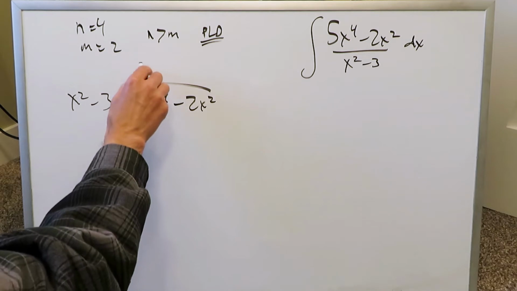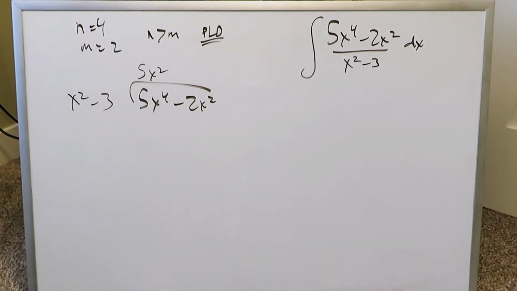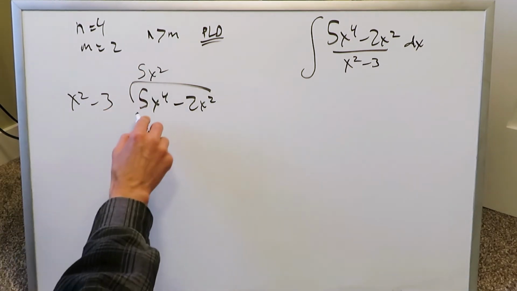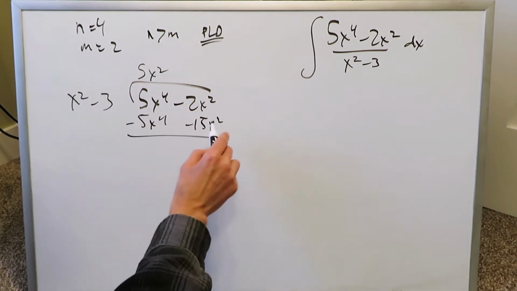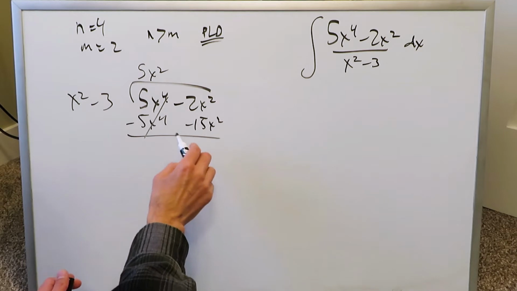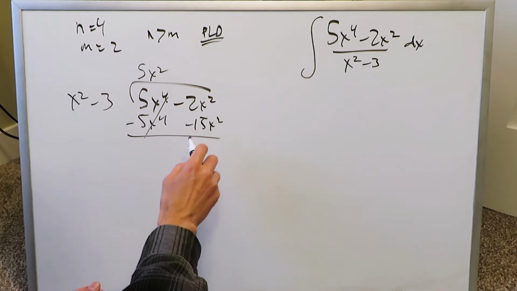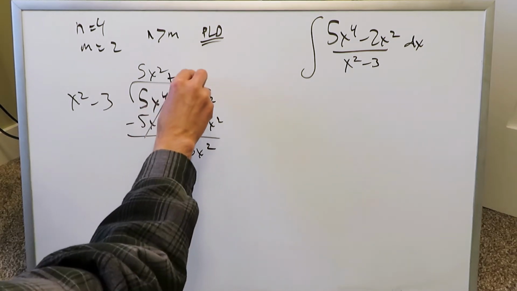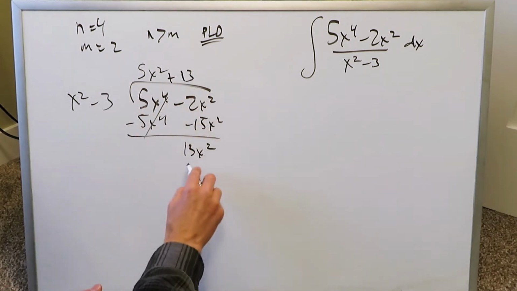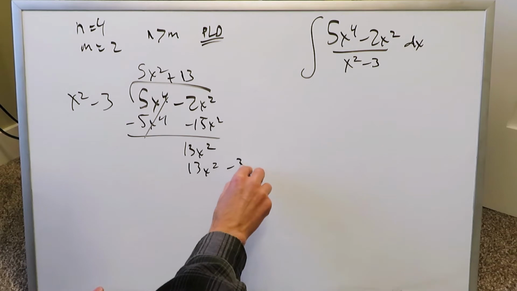x squared goes in here 5x squared times, and you have to multiply that back. 5x to the 4 minus 15x squared, you subtract, and this cancels out, which is good. You'll have minus 2x squared plus 15x squared, you'll have 13x squared. x squared goes in here plus 13 times. And you can multiply that back, you'll have 13x squared minus 39.